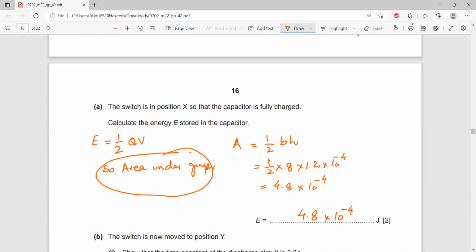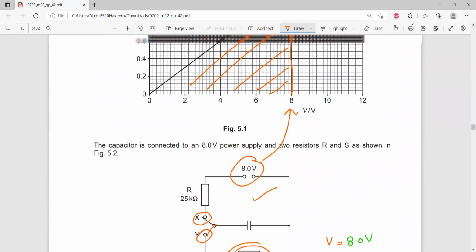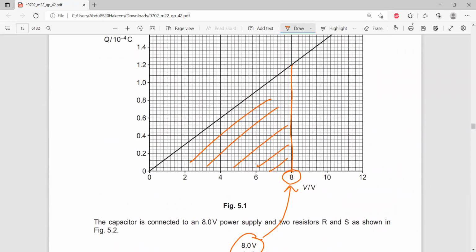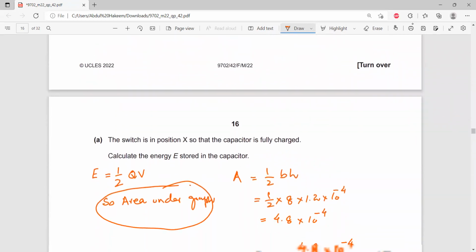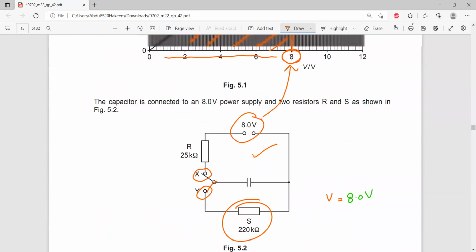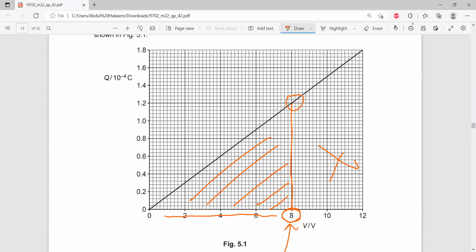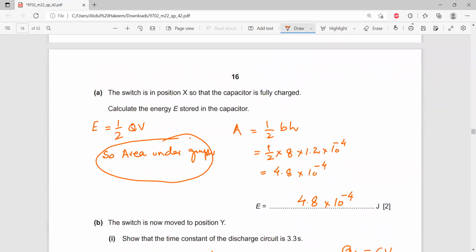The area is half base into height. But do remember this capacitor is connected to 8 volts. So you have to take the area under the graph only up to 8 volts, not the full area. From the graph, 1/2, the base is 8 volts and the height of the triangle is 1.2 × 10^-4. Meaning for this 8 volts, the charge is 1.2 × 10^-4. So after calculation, 4.8 × 10^-4 J is the energy stored in the fully charged capacitor.